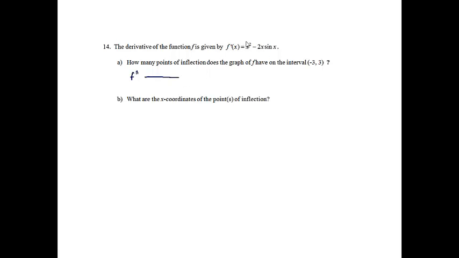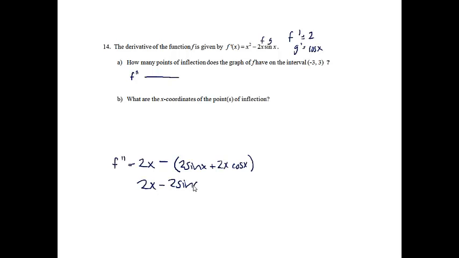So if I have f prime, I'm just going to go ahead and take the derivative. The derivative of x squared would be 2x, and then for the derivative of this part I'm actually going to use the product rule. F prime is equal to 2, g prime is equal to cosine x, so this will be minus f prime times g, so 2 sine x, plus f times g prime, 2x cosine x. Alrighty, I'm just going to distribute. I'll get 2x minus 2 sine x minus 2x cosine x. That's my second derivative.